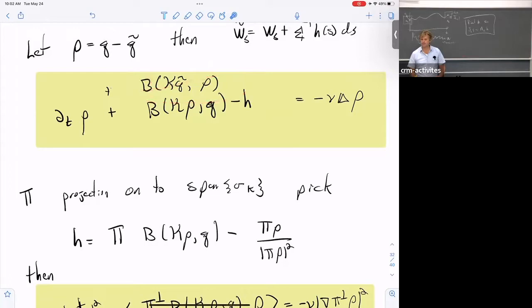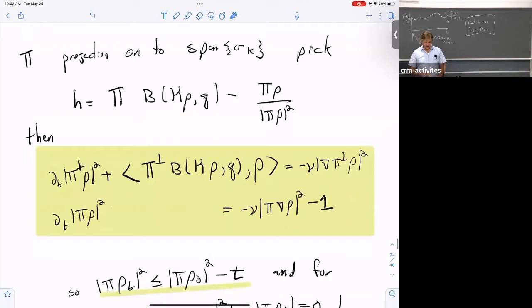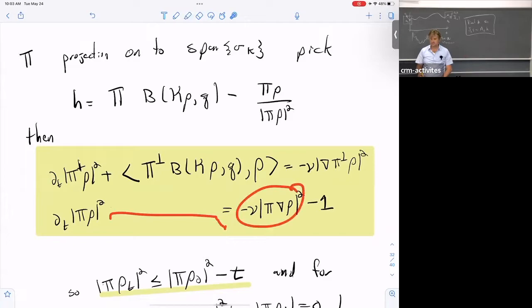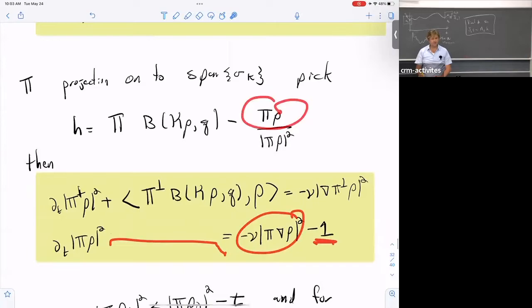If I do that and then take the inner product, I get the following thing. I get two equations. I take the inner product with respect to rho, projected onto the low modes, the range of pi, and the complement, okay? And for one of them, I get the top equation, and for the other one, I get the bottom equation. The bottom equation has no nonlinearities because I killed it out with h. And then it has this viscosity term here, and then it has a one. Because when I take the inner product of this with rho on the low modes, I get rho squared, the norm squared, and I get minus one.